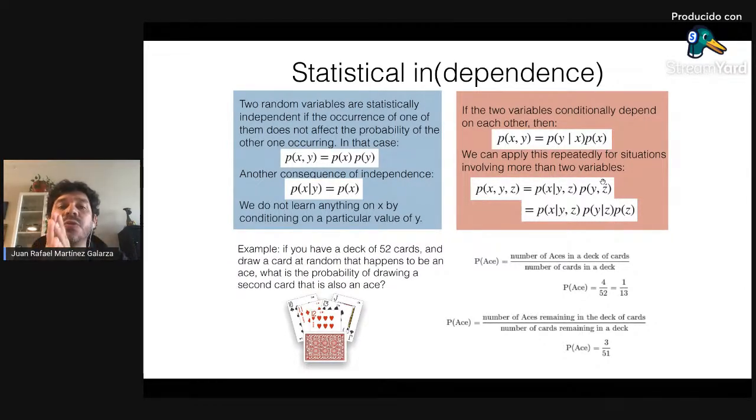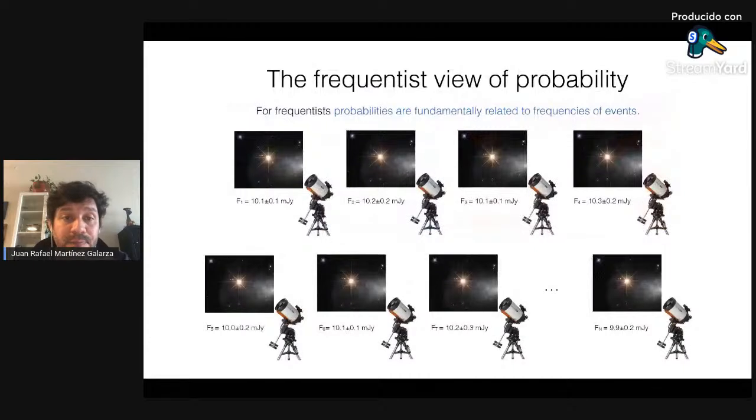And what I want you to keep in mind, and this is very important for what comes later in these lectures, is that we often assume statistical independence of measurements, but it's important to know that measurements might not be statistically independent, and therefore you have to be careful when you apply rules of probability in that case.